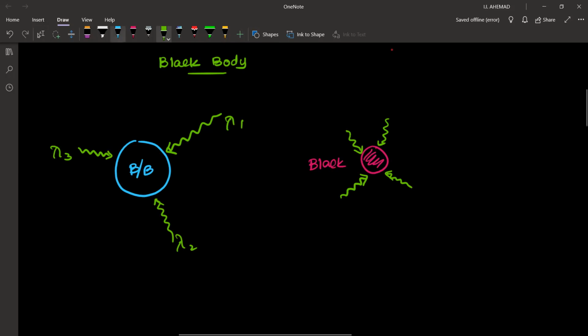But is it absorbing all the wavelength? No, it is still reflecting some of them. How can I tell it is reflecting? If it does not reflect, then we cannot see this object, because light is also an electromagnetic wave. If it absorbed all the light falling on it, will you be able to see that object? No, right? Because we observe an object due to reflection. Is that idea clear?